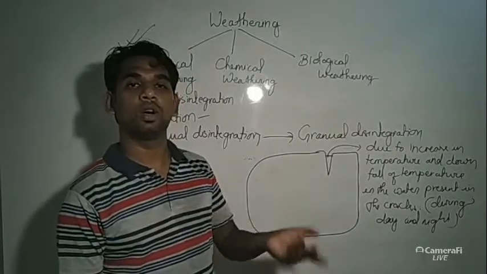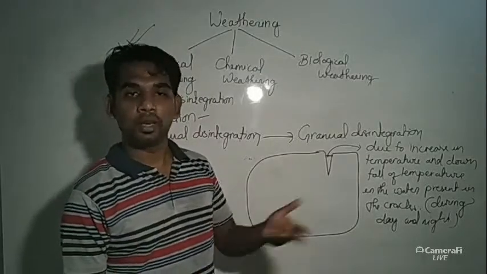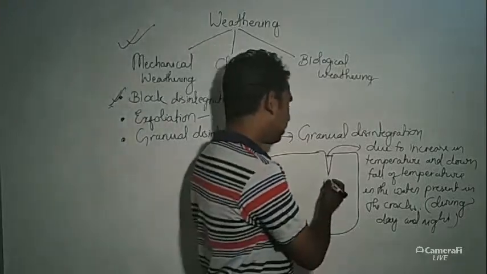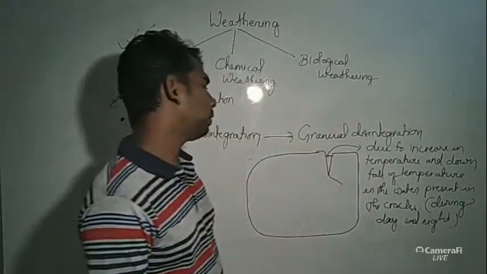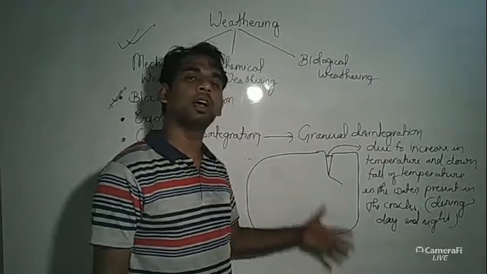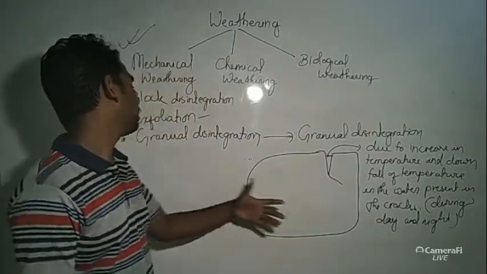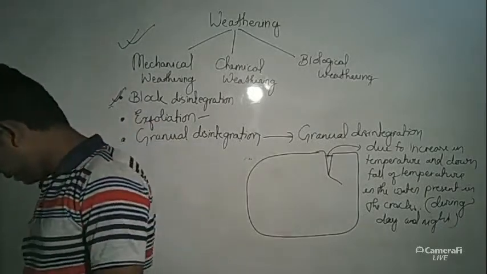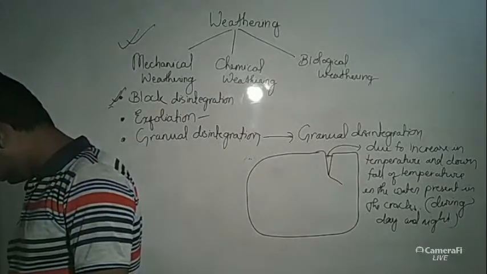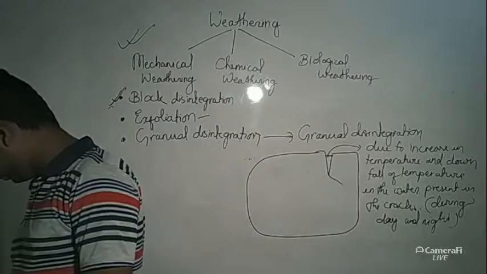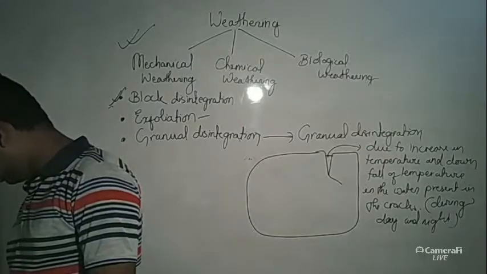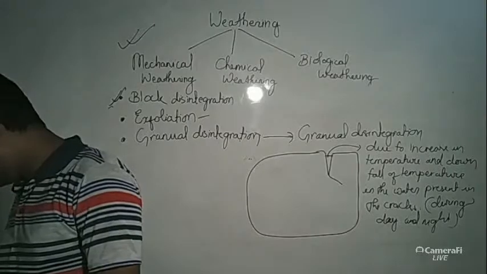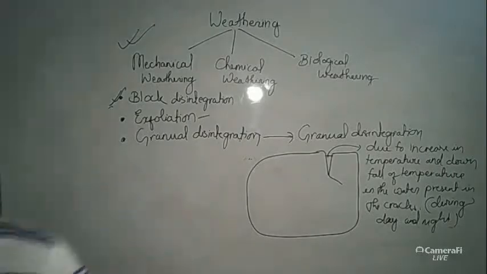Due to this altering of temperature on a regular basis, a crack develops here, and automatically what happens? That separates from the parent rock, and this is what is known as granular disintegration. Clear? Understood, students? Yes.